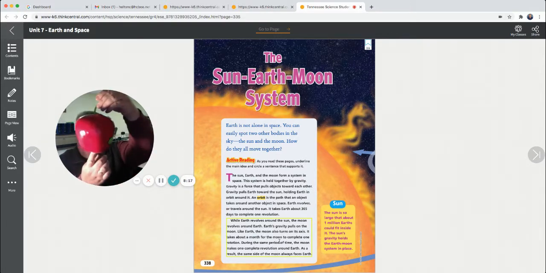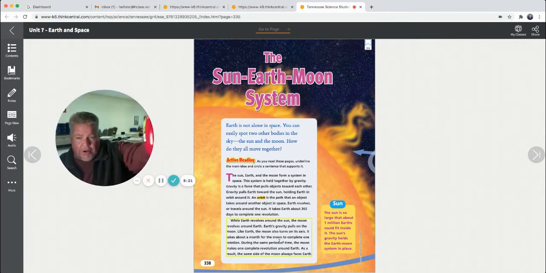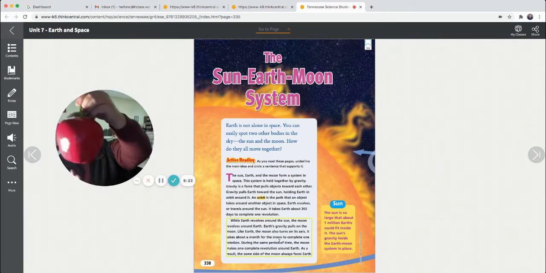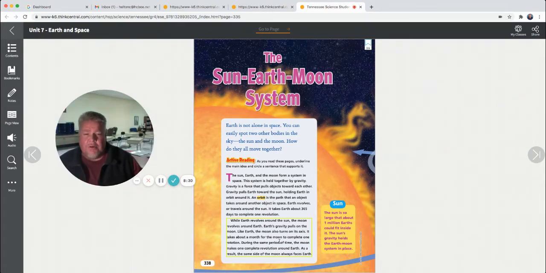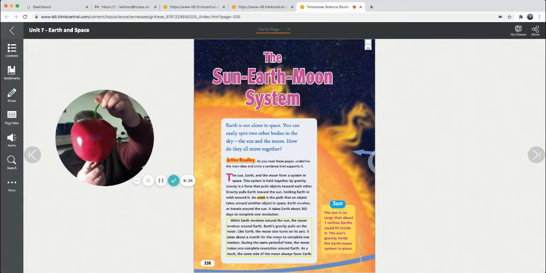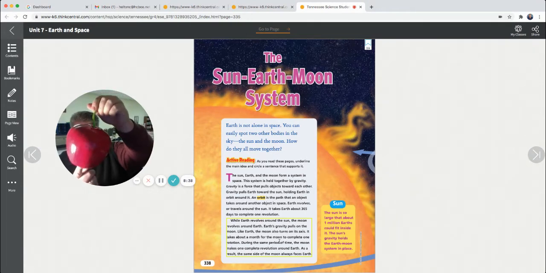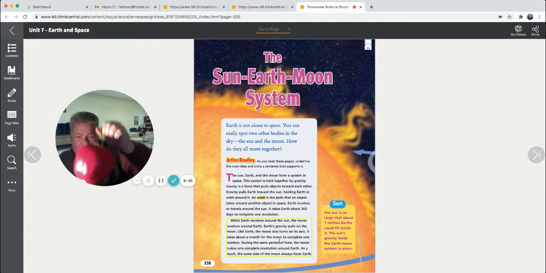This is rotate, and this is revolve, to go around something. Rotate, revolve, okay? You need to know the difference in those two. By the way, do you know how long it takes to rotate once, for the Earth to rotate once? That's one whole day. How many hours is one whole day? It's 24 hours, isn't it? So the Earth rotates on its axis one time in 24 hours.